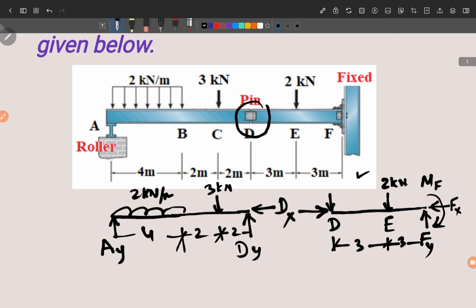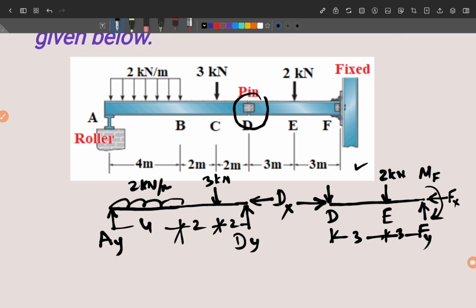Now we look at these components individually. If you look at A, B, C, D, on this beam you find Ay is unknown, Dy is unknown, Dx is unknown. So in that case, we have here three unknowns, which you can easily calculate with the help of equilibrium equations: sigma Fx equal to 0, sigma Fy equal to 0, and sigma M equal to 0. So there will be no problem, you can easily find.